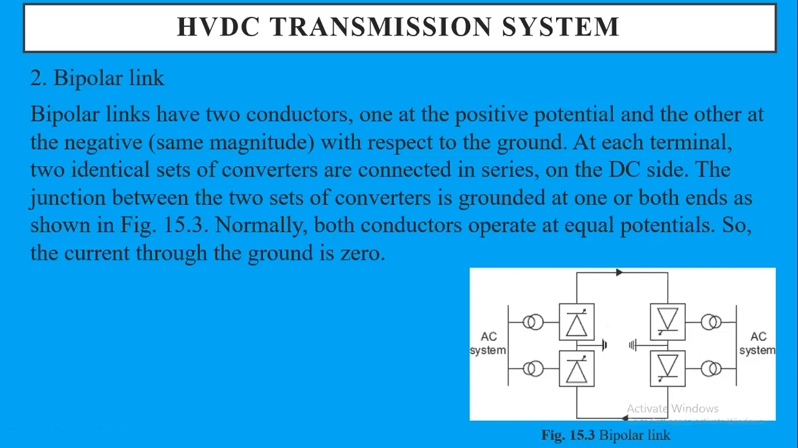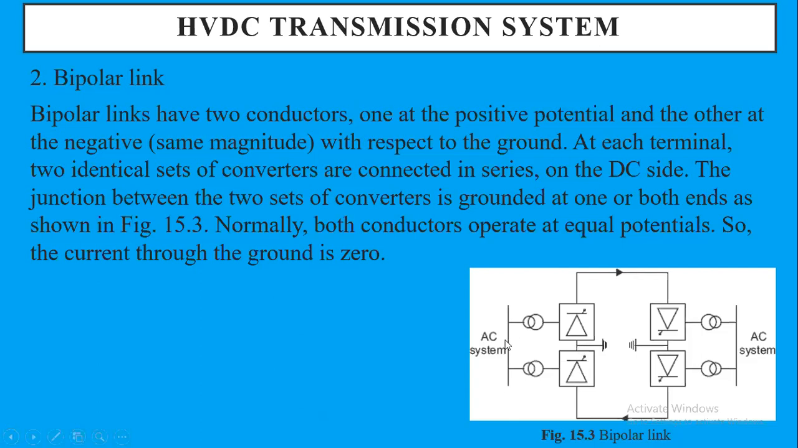So these two sets of converters are grounded at both ends, as shown in the figure. Normally both conductors operate at equal potential, so the current through the ground is zero. Typically, if current flows to or from the ground, that means there is a fault out there.